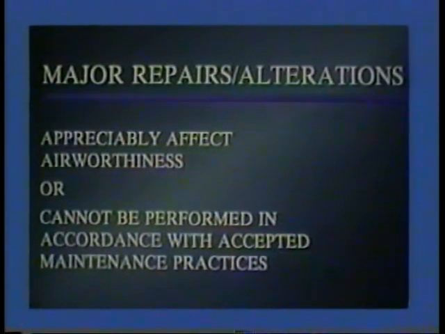A rule of thumb is that major repairs or alterations are those that might either appreciably affect the airworthiness of the aircraft, or when the repair or alteration cannot be performed in accordance with accepted maintenance practices. Everything else is considered minor work. If you read FAR Part 1, Definitions, you'll see that major repairs and major alterations seem to be very similar and take at least 40 words to explain.